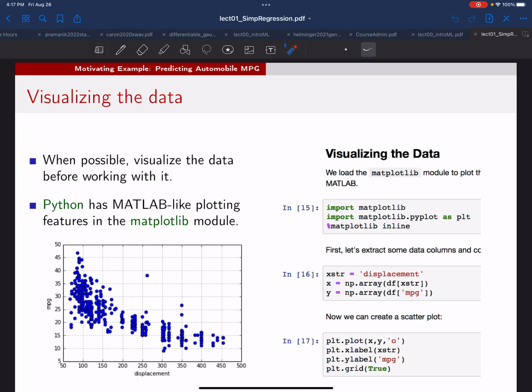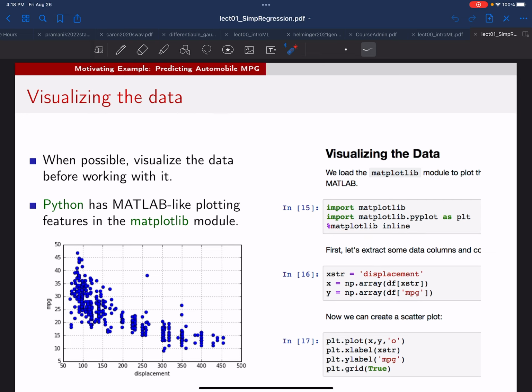So in order to visualize things in Python, the main library people use for this is matplotlib. And what it provides for you is a bunch of very MATLAB-like functions for plotting. So here we're going to import the matplotlib package, but we're also going to import a sub-package called pyplot, and we're going to abbreviate that as plt. And then there's one more line that we use within a Jupyter notebook that tells this particular package to put the figures within the Jupyter notebook rather than opening another window or something. So this is how we set up our plotting environment.